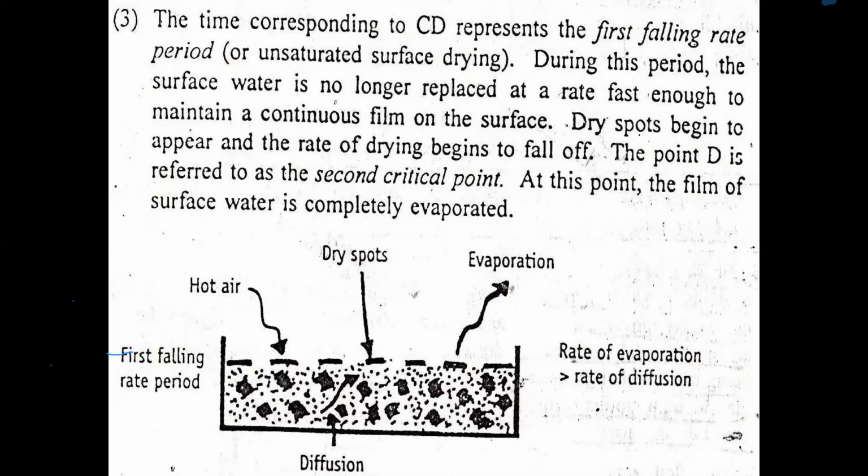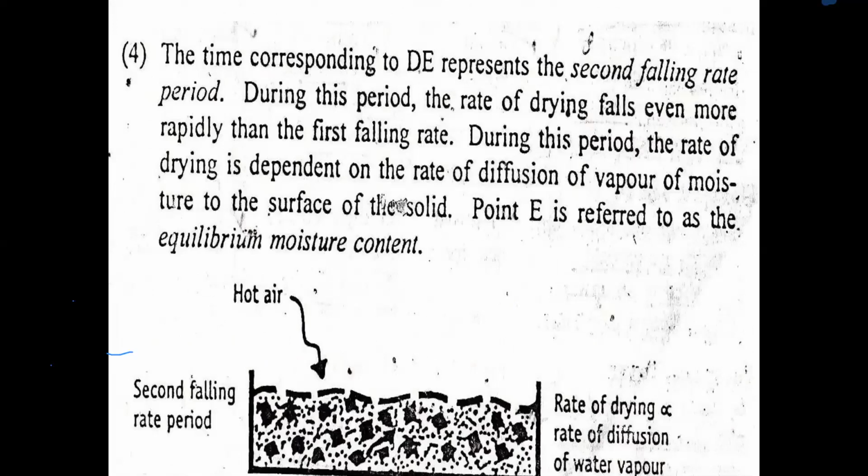Understand it? So this is called point D. So that is called the second critical point. Then after that, from D to A is the last part. So it's called the second falling rate period. During this period, the rate of drying falls much more rapidly as compared with the first falling rate period, right. So this is how it passes into the second falling rate period.